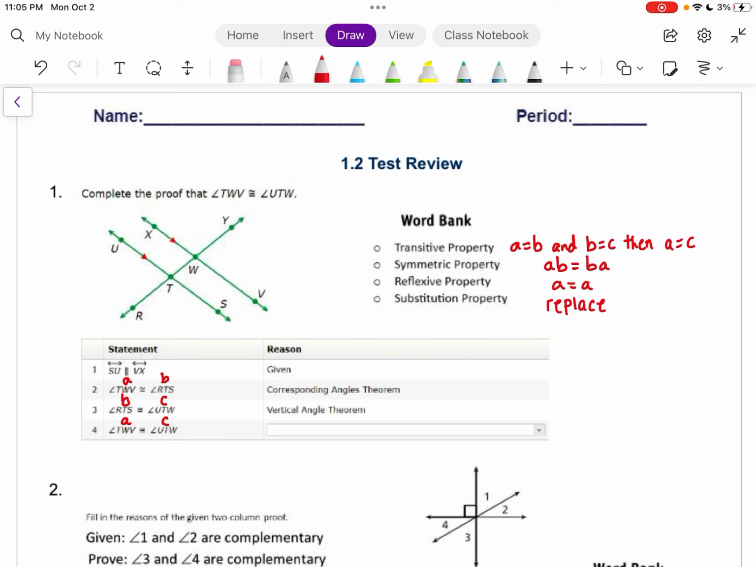Now, if I read these statements all together, it says if A is congruent to B and B is congruent to C, then we can assume A is also congruent to C. This is a prime example of the transitive property. That's how we know the transitive property is the correct answer. Now that we've done this, let's move on to question number 2.